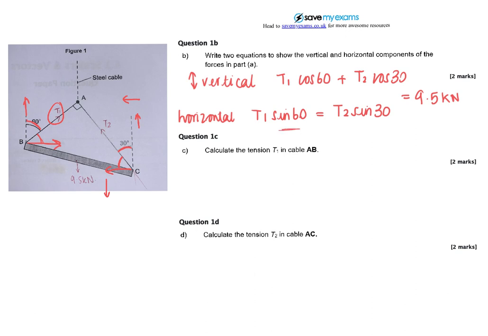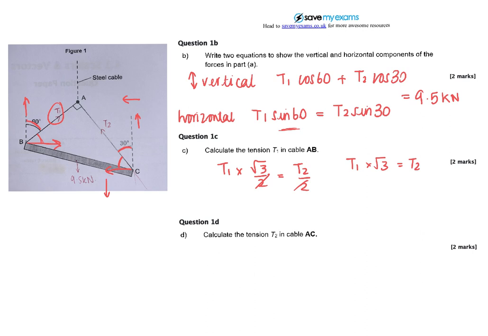So I'm going to take this horizontal one, the second one, T1 sine 60 equals T2 sine 30, and I'm going to type sine 60 and sine 30 into my calculator. And what you get is T1, and instead of sine 60, you're going to get root 3 over 2, and that's equal to T2, and sine 30 is a half over 2. So if you look at that, we can cancel that out straight away. So what we've worked out is that T1 times root 3 is equal to T2.